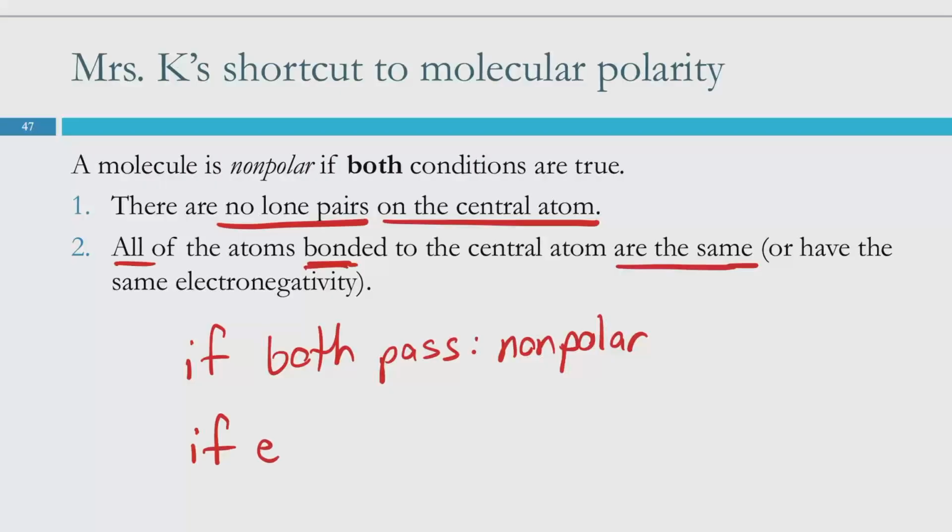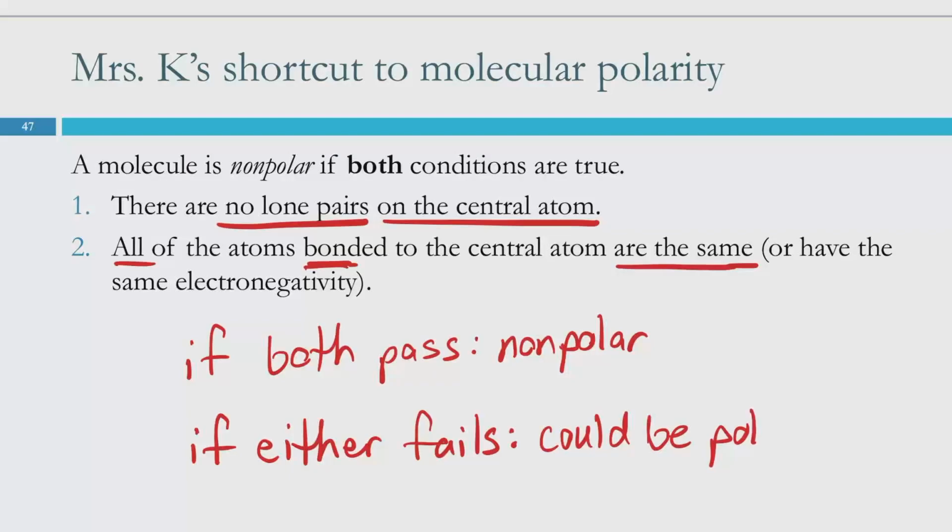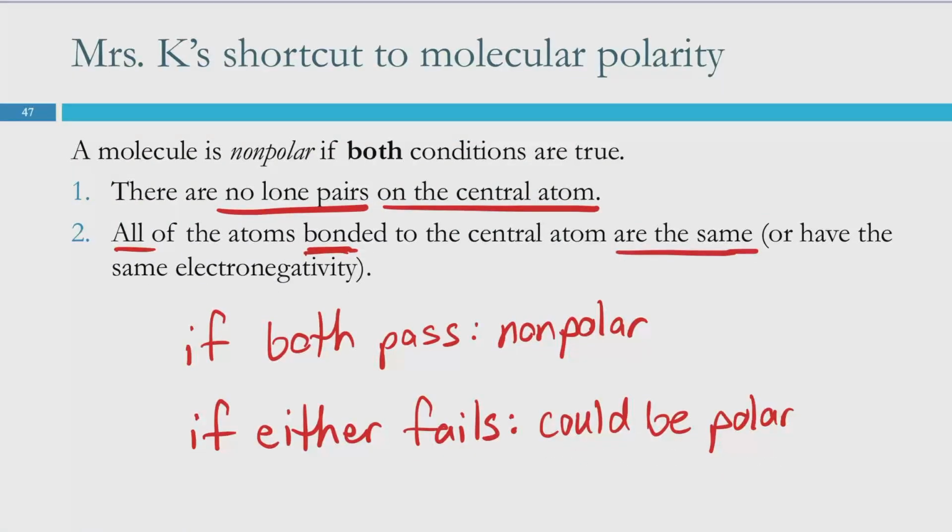If either of these fails, it could be polar. It won't always be polar. A lot of the time it will be polar, but it won't all the time be polar. It just means that it could be polar. Because this is a fast way of determining if something is nonpolar, I prefer to call it the nonpolar shortcut? No, the nonpolar express. Punch your ticket today.